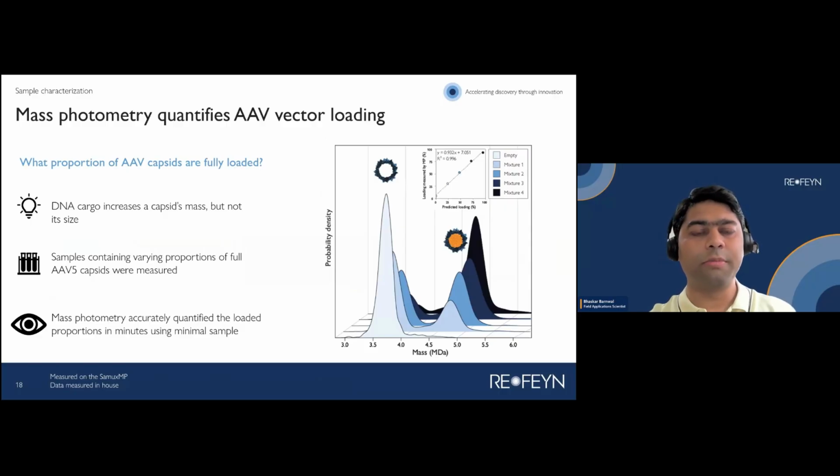Since we measure the mass of the particles and not the size, we can easily differentiate between empty and full AAV particles. Mass photometry can accurately quantify full proportions within minutes with very little sample. Remember that SAMX-MP can provide you more data by providing insights about the partial AAV and overfilled AAVs, apart from giving you the AAV titer estimates. And we also have the GMP compliant software for SAMX-MP, which is not there for 2MP.